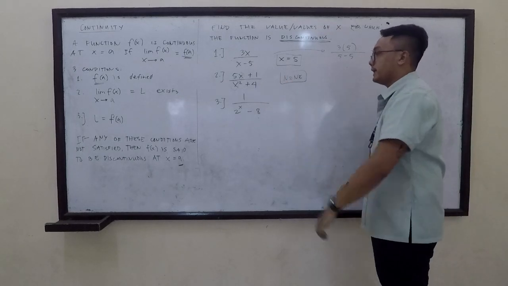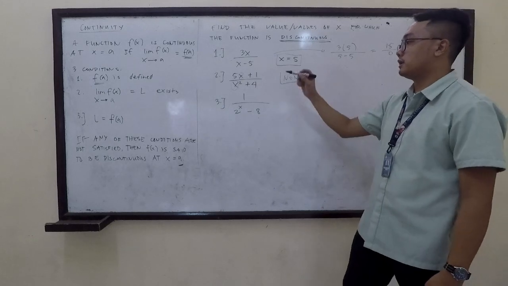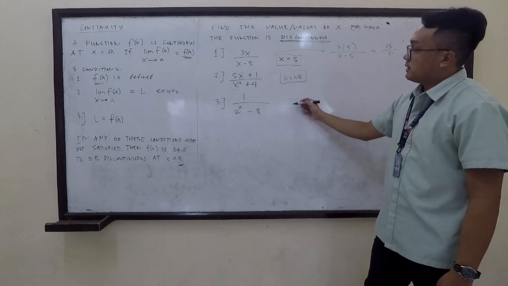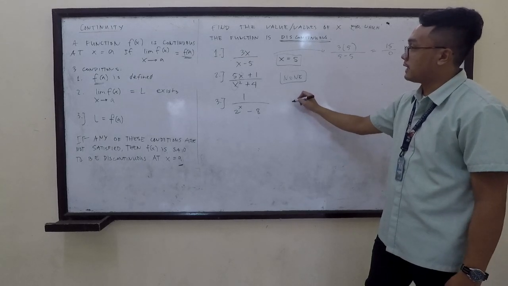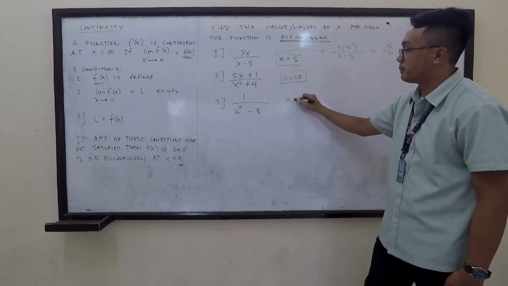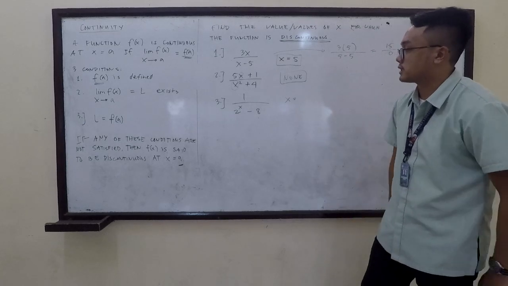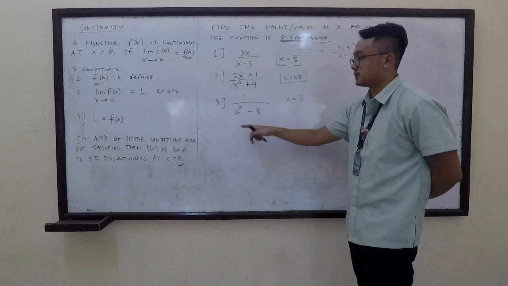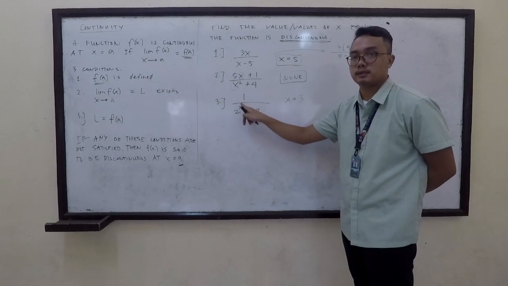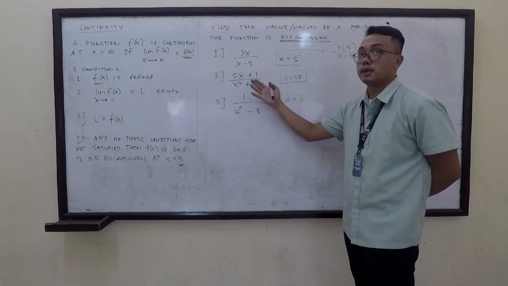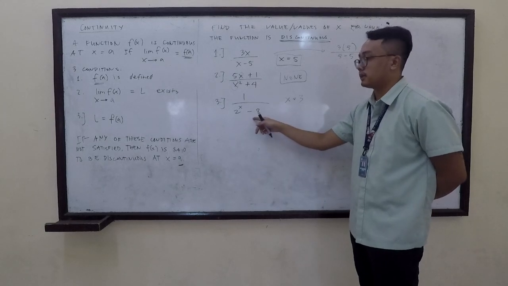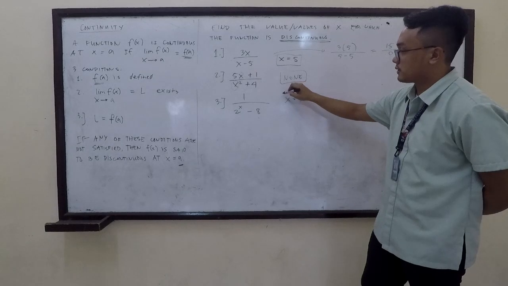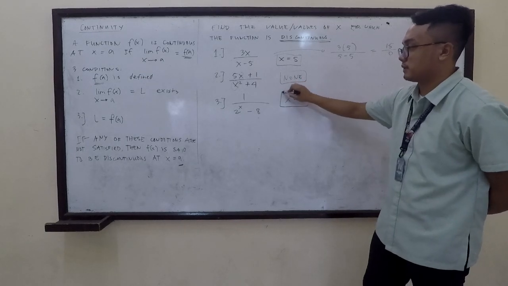And then number 3, we just 1 over 2 raised to x minus 8. So the value of x that will make this discontinuous is just 3. Because 2 raised to x is, or 2 raised to 3 is just 8. So 8 minus 8, 0. So therefore, 1 over 0 ang answer. So meaning discontinuous siya sa x equals to 3.